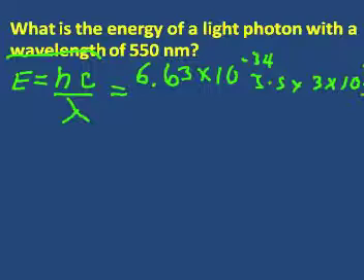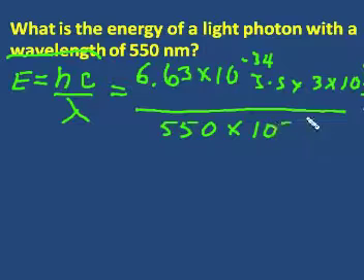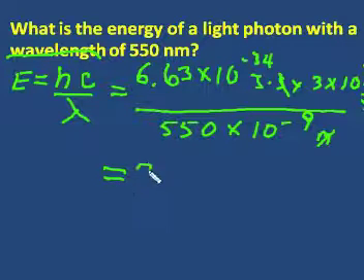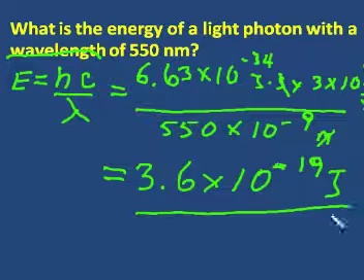And we divide by 550 nanometers. Now, nano is 10 to the minus 9. So it's 550 times 10 to the minus 9 meters. Now, notice again, meters cancel. The seconds cancel. And I'm left with the energy of this light photon as 6.6, no, that's not true, 3.6 times 10 to the minus 19 joules. And that's how you find the energy of a light photon.